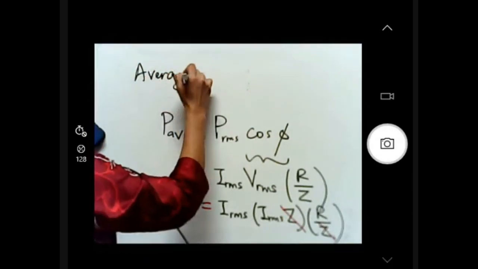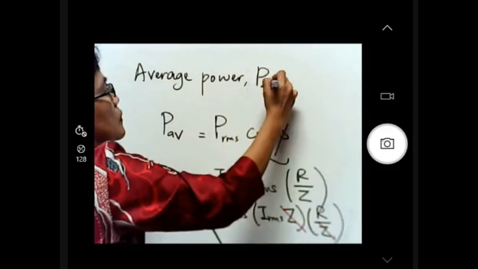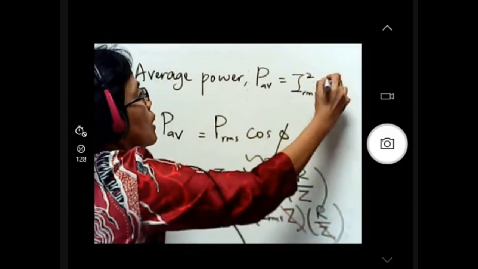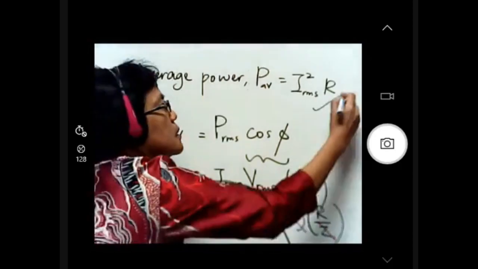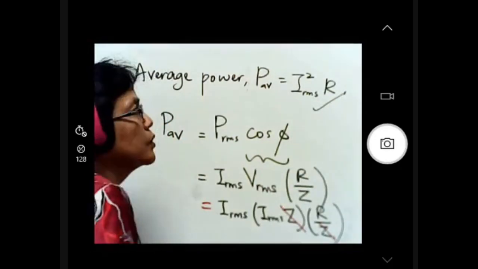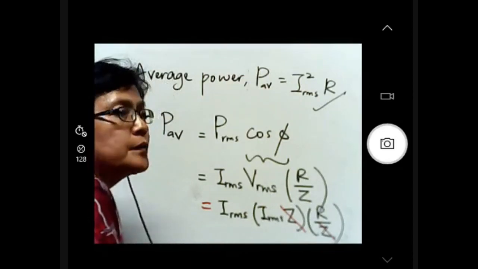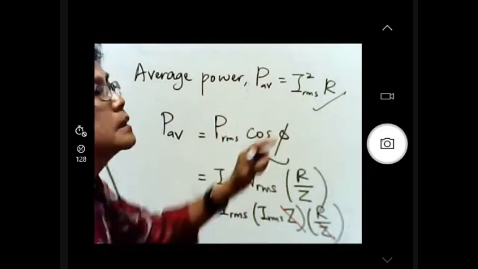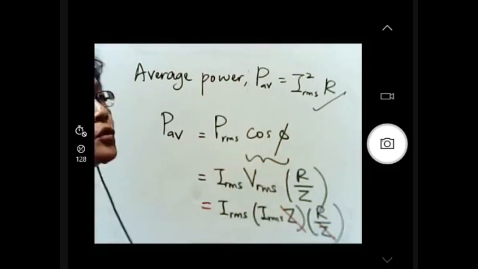Average power equals I RMS squared R. So this is the most user-friendly equation to calculate power dissipated, power absorbed, power supplied, all the same meaning. This is the most user-friendly. Otherwise, you will have to use this other equation also.